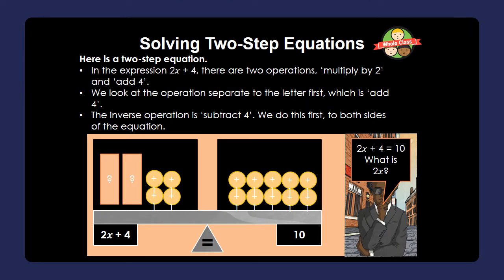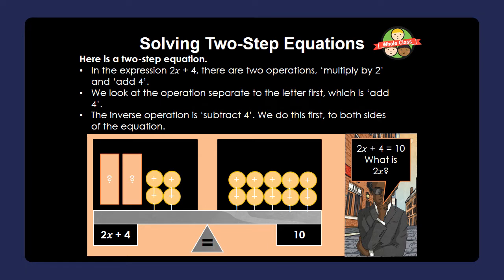So now we're going to have a go at solving some two-step equations. So here is a two-step equation. In the expression shown on screen, 2x plus 4, there are two operations. We have to multiply by 2 and we also have to add 4. We look at the operation separate to the letter first, which in this case is adding 4. The inverse operation is to subtract 4. So instead of adding 4, if we were doing the inverse, we subtract 4.